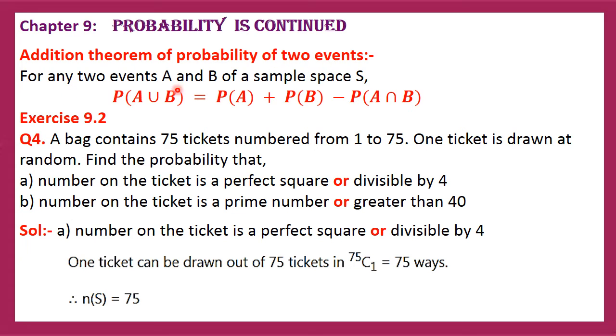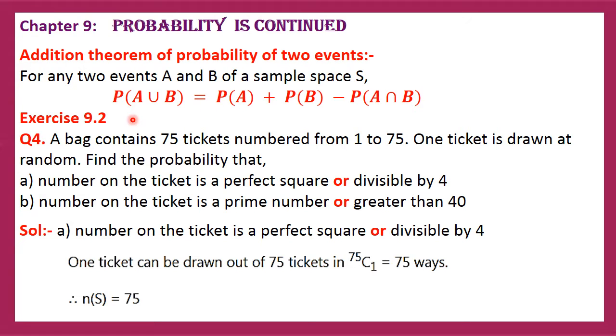For any two events A and B of a sample space S, P of A union B is given by P of A plus P of B minus P of A intersection B. We know A intersection B is the set of all common elements of both A and B. So we have to subtract the probability of A intersection B from the sum of P of A and P of B.